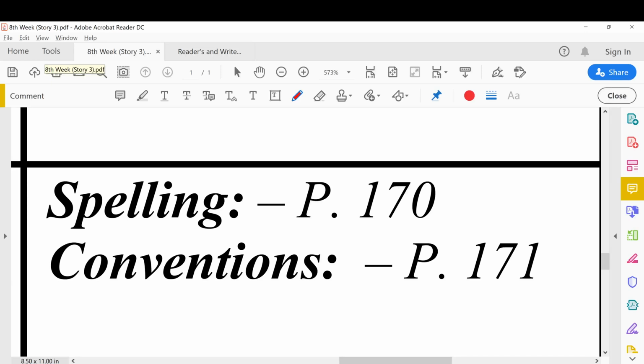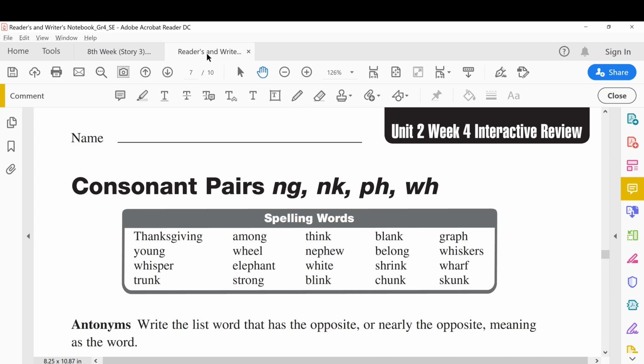Hello everyone, today's lesson is about spelling, page 170 in your notebooks. The lesson is about consonant pairs, words with ng, nk, ph and wh. How do we read them?